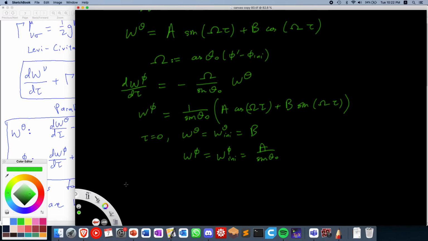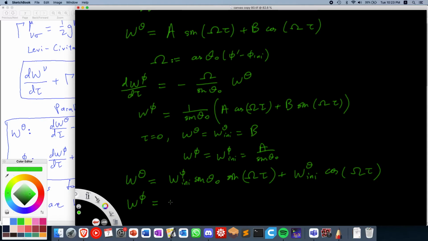So in the end, what's the two equations? We have omega w theta is equals to w phi initial sine omega tau, right? So this is the path dependence, plus what's your b? Your b is this guy from here, cosine omega tau. And then how about phi?